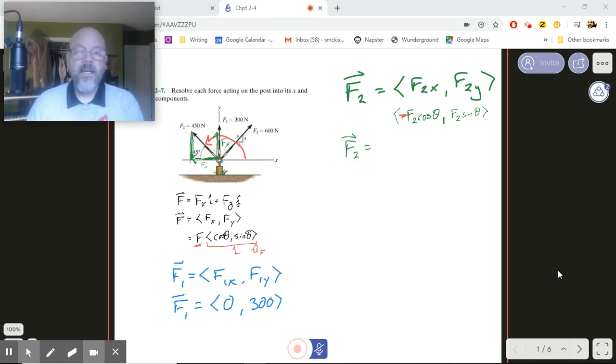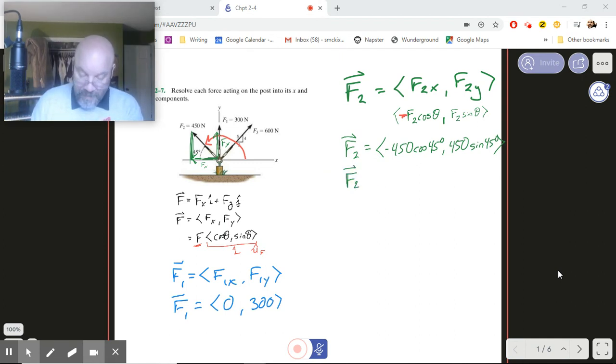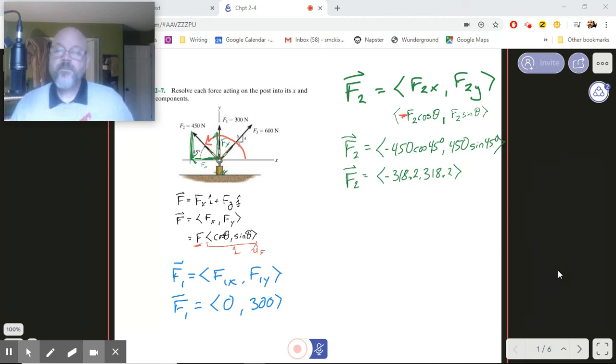F2 then is going to become minus 450 cosine of 45 degrees, and then 450 sine of 45 degrees. We're going to put that in there like this. Now, once you run the numbers, what you're going to get is minus 318.2 and positive 318.2. There we go. Pretty straightforward.